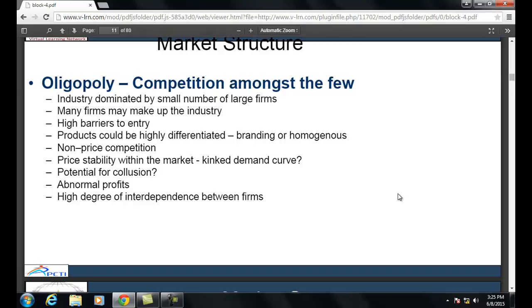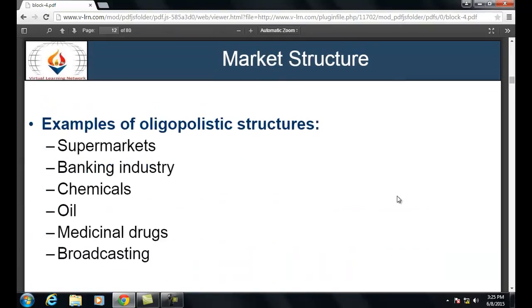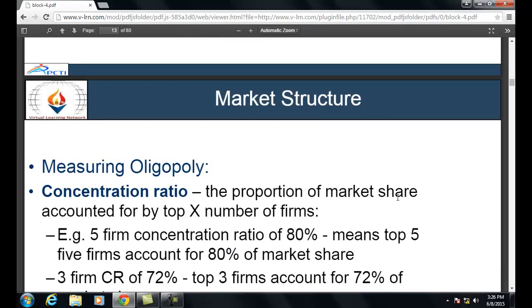Non-price competition, price stability within the market, kinked demand curve, potential for collusion, abnormal profit and a high degree of interdependence between firms. All these are the characteristics of the oligopoly market. Examples of oligopolistic structure: supermarkets, banking industry, chemicals, oil industry, medical and drugs, and broadcasting industry.